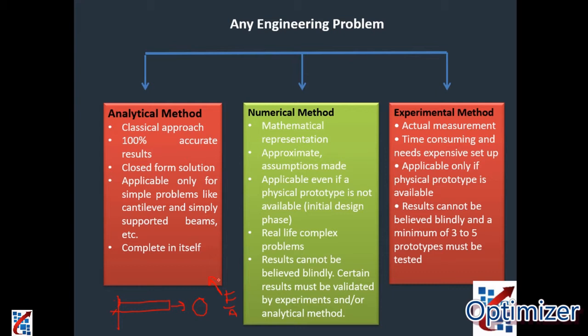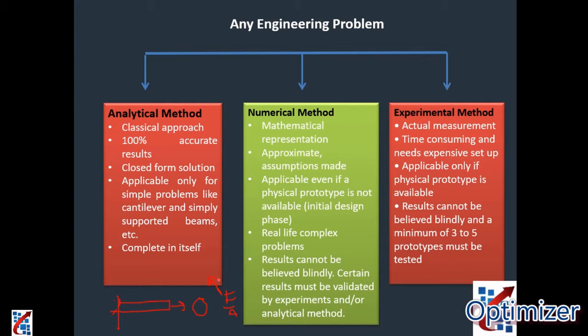So this is a classical approach. You are going to get 100% accurate results from this, and it is a closed form solution, but it is applicable only for simple structures. For example, cantilever beam, simply supported beam, for these kinds of beams you can calculate this easily. But if you consider a person sitting on a chair, and you want to calculate the stresses formed in that chair, then it is very difficult with the help of the analytical method. Correct? So the analytical method is a classical approach. With the help of some standard formulas, you are going to calculate the stress, displacement, and any other required entities. Okay, so that is the analytical method.